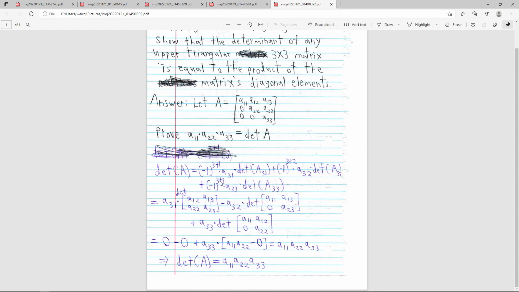So it's -1 to the 3 plus 3 power, so that's just 1, times A33, so A33 stays, times the determinant of A33, so that's third row and third column eliminated, so it's A11, A22, and 0, A12, right here. And that determinant is A11 times A22 minus 0, because 0 times A12 is just 0. So it becomes A11 times A22 times A33. So that's the proof. And that's it.